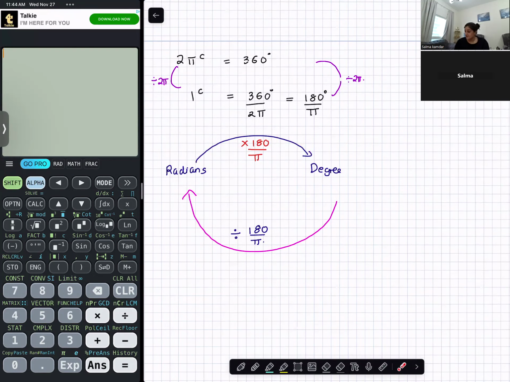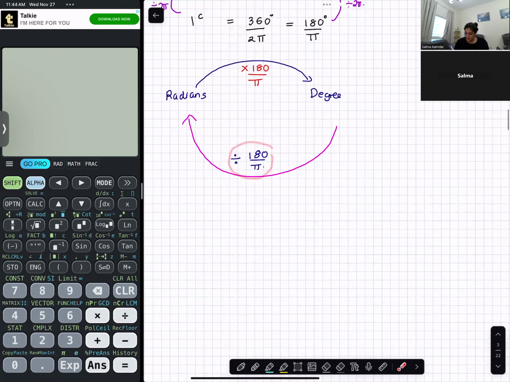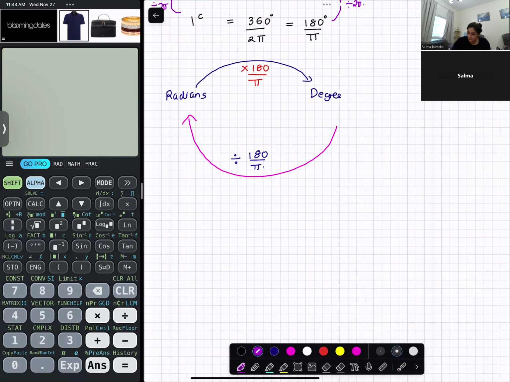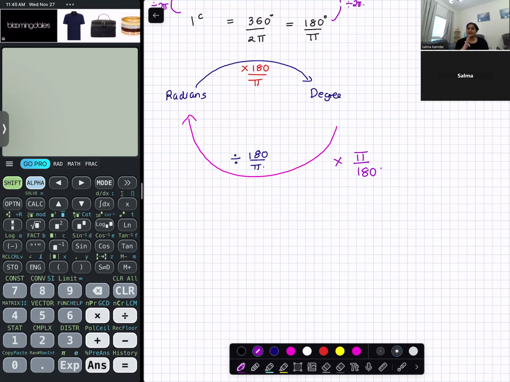Vice versa, if you want to convert degrees into rad, you're going to divide it by 180 by pi. Okay, either you divide by 180 by pi or you could multiply by pi upon 180. So if you want to convert rad to degree, multiply 180 upon pi, degree to rad, divide 180 by pi.